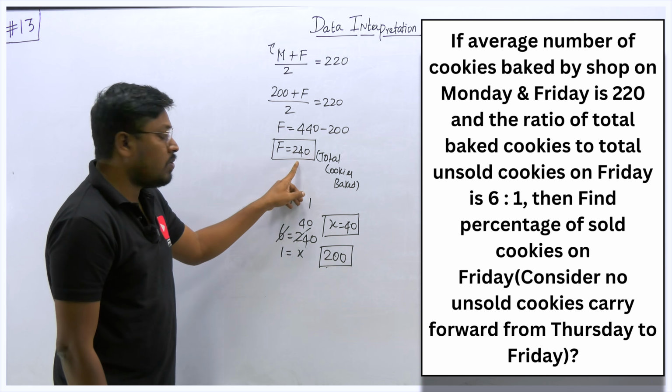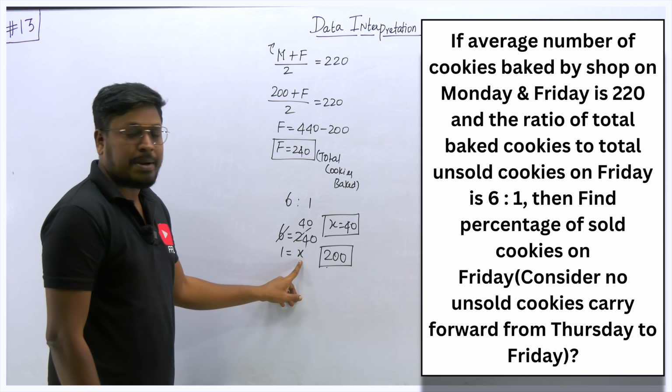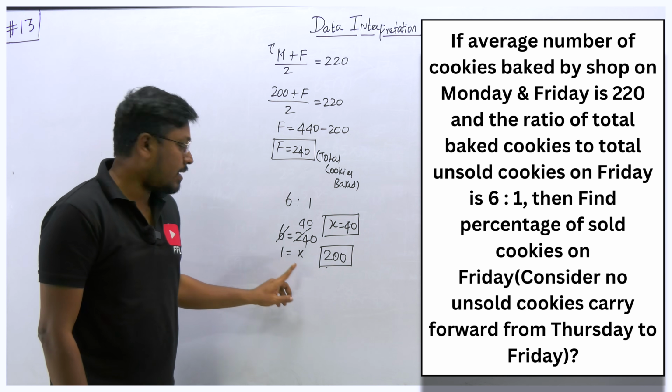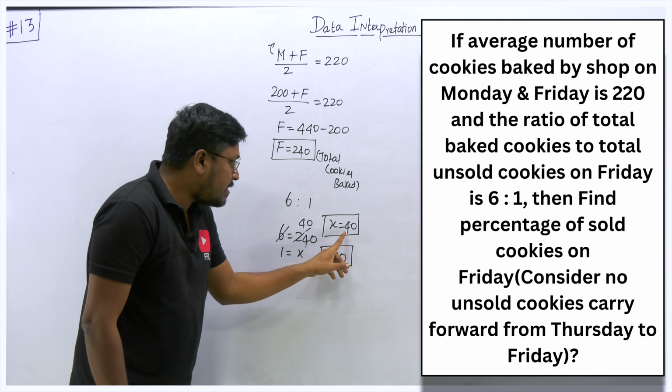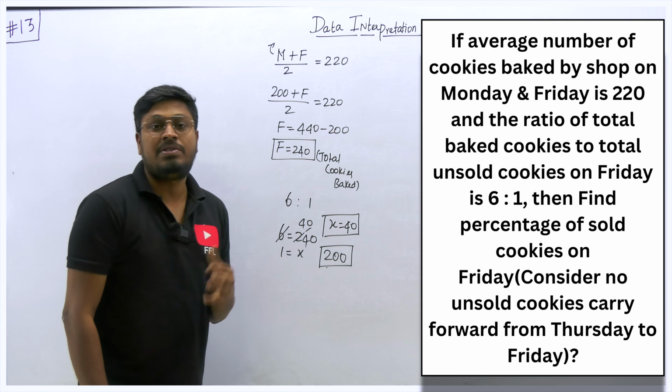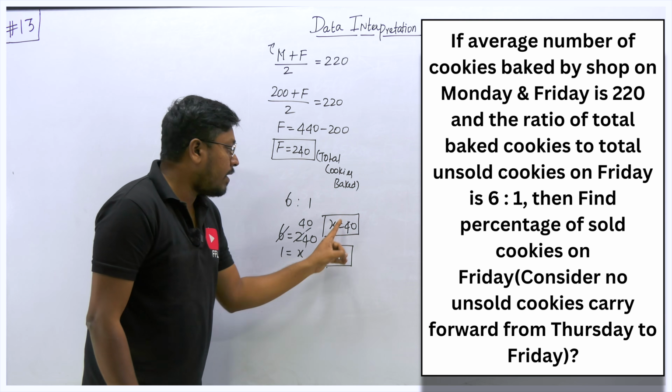6 parts is equal to 240 baked cookies. What is 1 part? That 1 part will be unsold. So 1 part is equal to x. Finally we got 40, which means the total cookies that were unsold. So unsold will be 40 cookies.